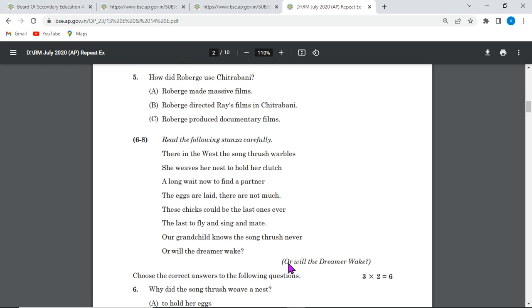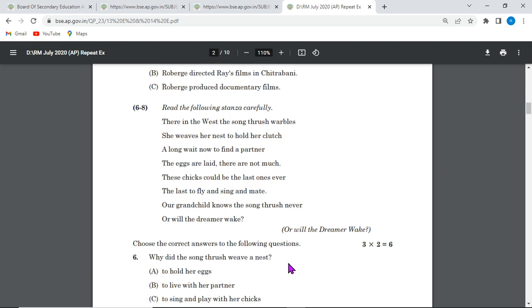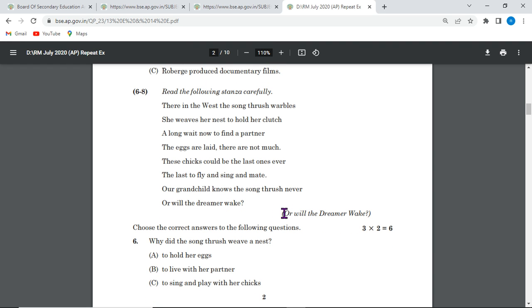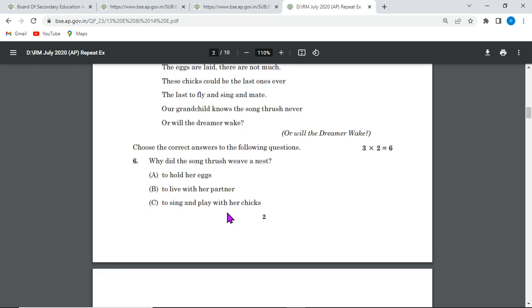Now 6 to 8, it contains a stanza from the poem, and the poem title is Will the Dreamer Wake? So this is very humanizing and very appealing for environmental protection, promoting biodiversity. So read the stanza carefully twice and understand the context and the theme of the poem and answer the questions.